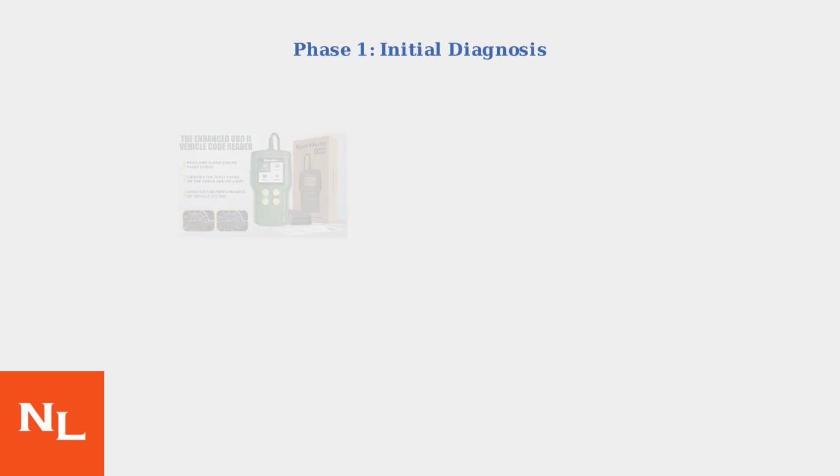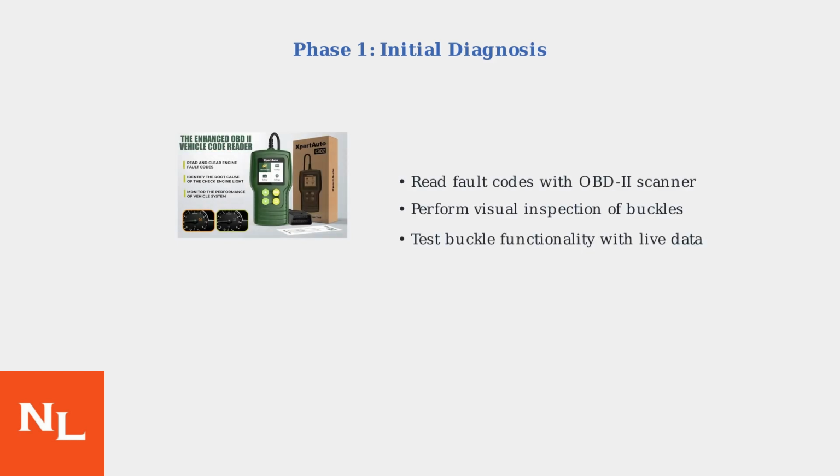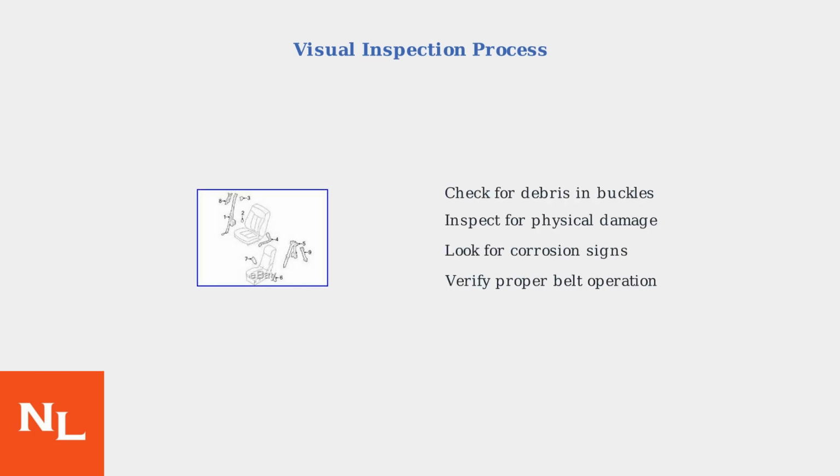The first step in troubleshooting a Ford rear belt monitor fault is using professional diagnostic equipment to read specific fault codes from the vehicle's computer system. Next, perform a thorough visual inspection of the rear seatbelt buckles and surrounding components, looking for obvious damage, debris, or signs of wear that could affect the monitoring system.